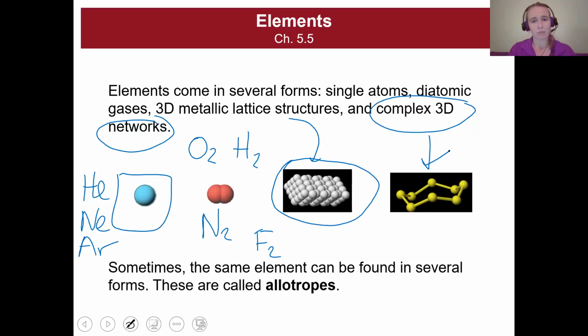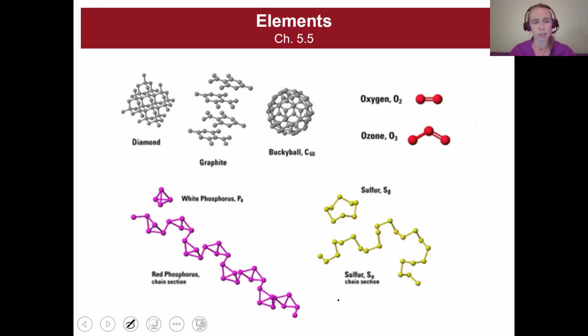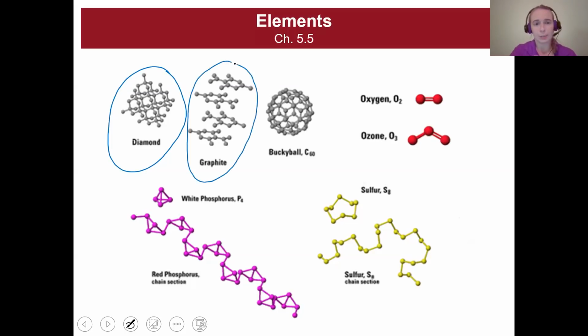So sometimes we can find carbon in different forms, not all the same, not all like this or all like this, but some of each. And these are called allotropes. And here are some different allotropes. Sorry, it's a little grainy, but diamond is made out of carbon atoms, and it has a very ordered structure. Graphite is made out of carbon atoms, all carbon, only carbon. These are all elemental forms of carbon.